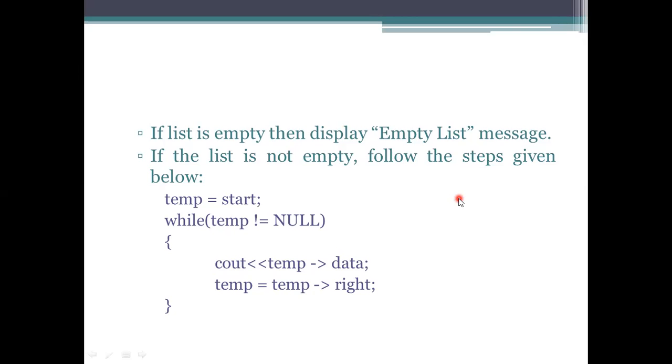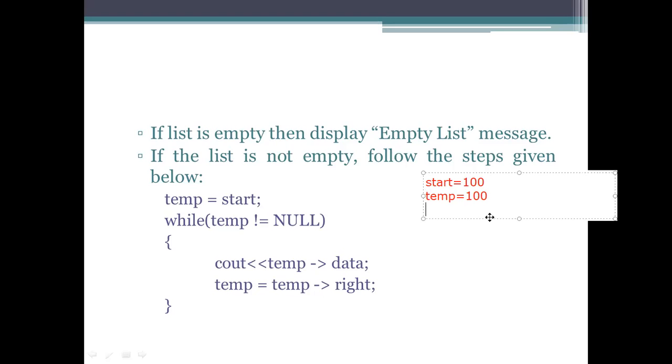So first, temporary has to be taken as start. When start is not equal to null we proceed; when it equals null, we can't go on. So we take this value to be inserted. Initially the start value is 100. So we are storing temporary equal to 100 here, and we are checking it is not equal to null. Yes, it is not equal to null.